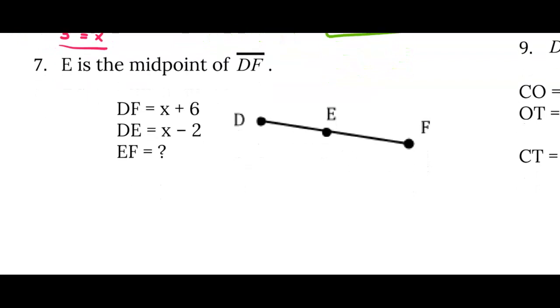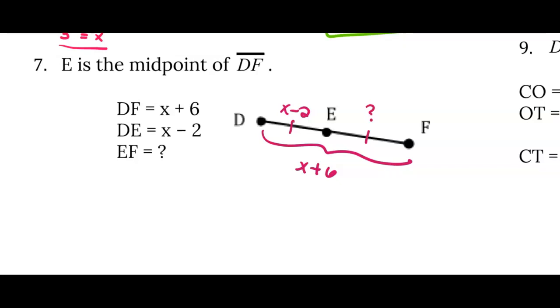Moving on to number 7, E is the midpoint of DF. So since we know that E is the midpoint, then we know that DE is congruent to EF. Since DF is x plus 6, that's the entire length, and then DE is x minus 2. We are looking for EF.